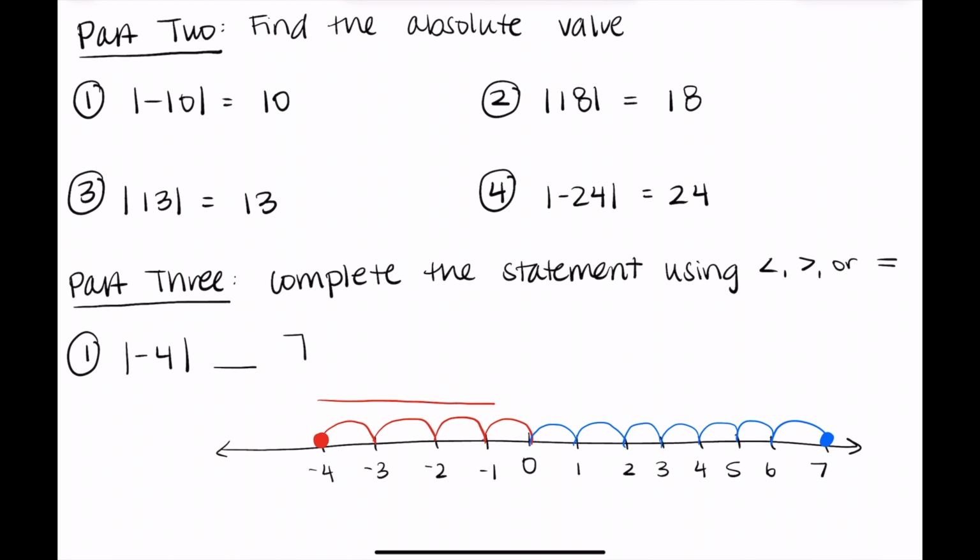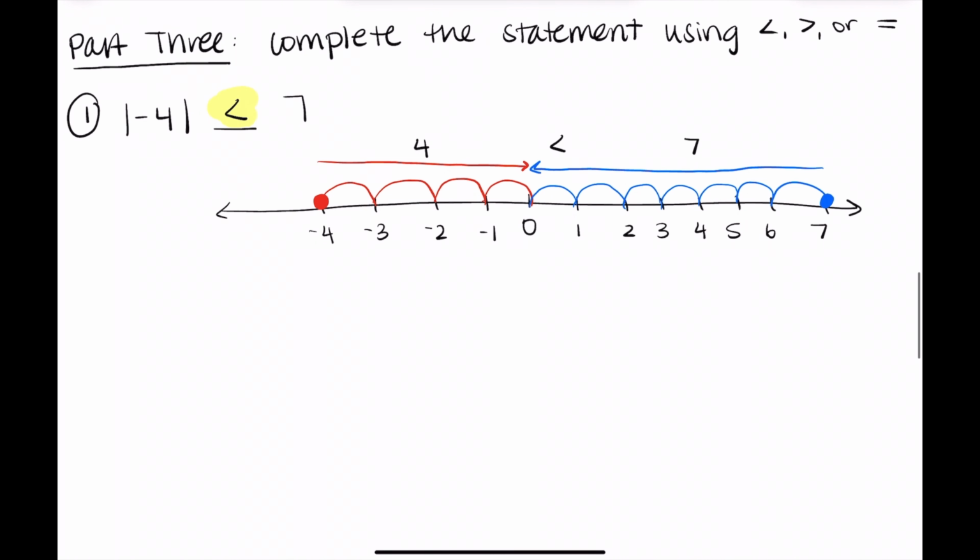So we know that the absolute value of negative 4 is 4. And the distance between 7 and 0 is just 7, right? So comparing 4 and 7, we know that 7 is greater. So the absolute value of negative 4 would be less than 7 for number 1. Now that we've gone through that example and we know the steps, feel free to try the next one on your own and pause the video before watching me solve it.